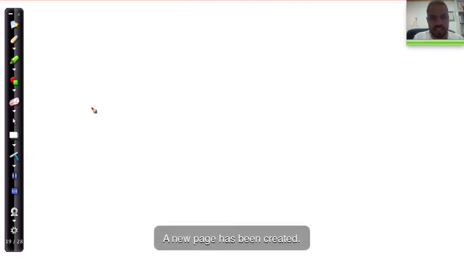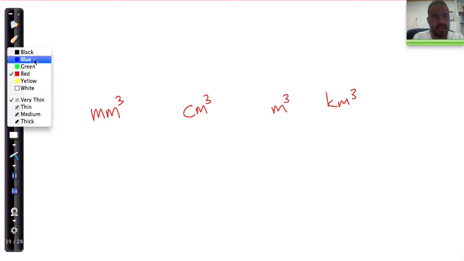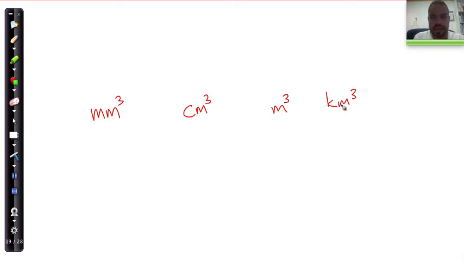Let's start with millimeters, right? And then we get centimeters, and then we get meters, and then we get kilometers. Okay, so I'm talking about volume first before I actually speak about area. And so this is going to be cubed, that's going to be cubed, that's going to be cubed, and that's going to be cubed. And let's look at converting between kilometers cubed to meters cubed, right?